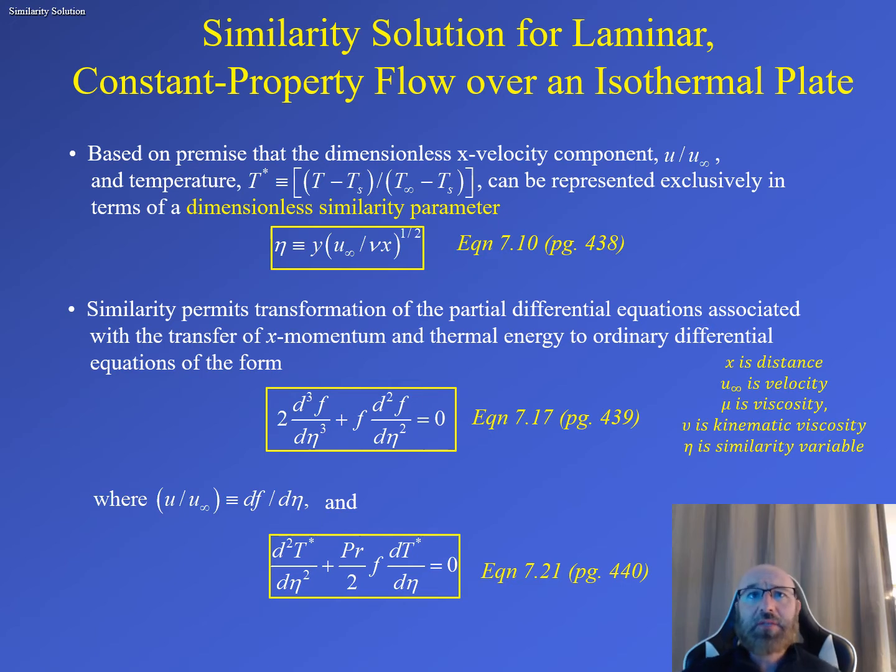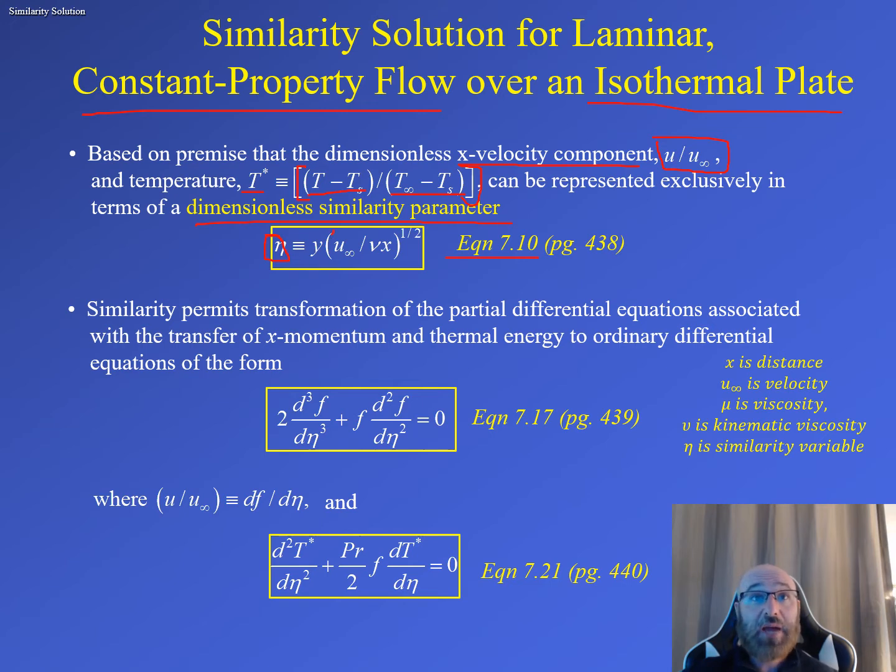So now I want to take a look at the similarity solution for laminar constant property flow over an isothermal plate. So we have this special situation here. Now, based on the premise that the dimensionless x velocity component, we have our ratio here of our u over u infinity, and the dimensionless temperature T star, which is the ratio between our difference in T minus T sub S over our T infinity minus T sub S, can be represented exclusively in terms of a dimensionless similarity parameter. So this is our dimensionless similarity parameter right here, and we can see this relationship from equation 7.10 on page 438 of our textbook.